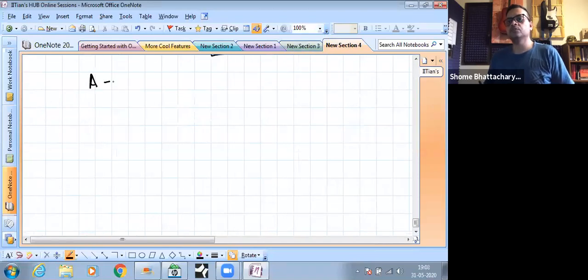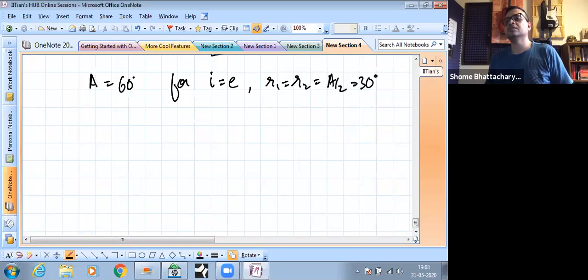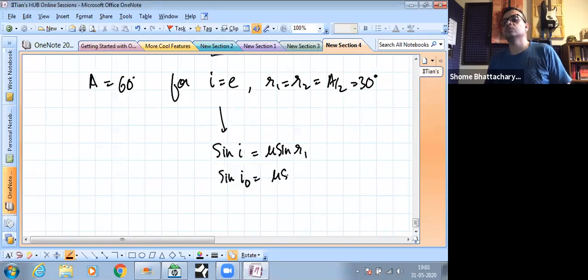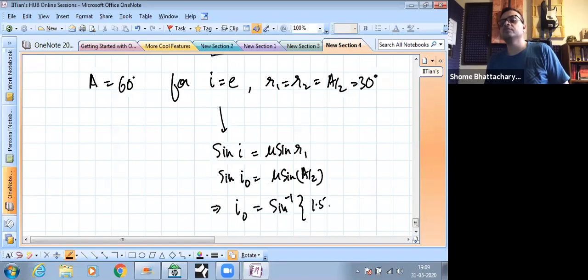So if the angle of the prism was 60 degrees, for I equal to E, R1 is equal to R2 is equal to A by 2. So that becomes 30 degrees. Okay. So now sine I becomes mu sine R1. So here sine I0 becomes mu sine A by 2. So I0 should be sine inverse of mu, which was 1.5, into sine of 30 degrees.